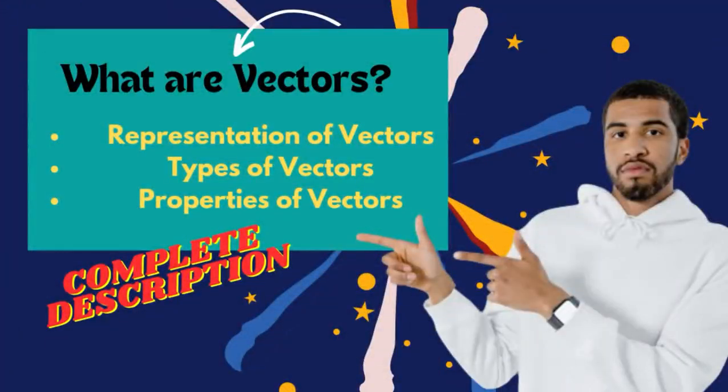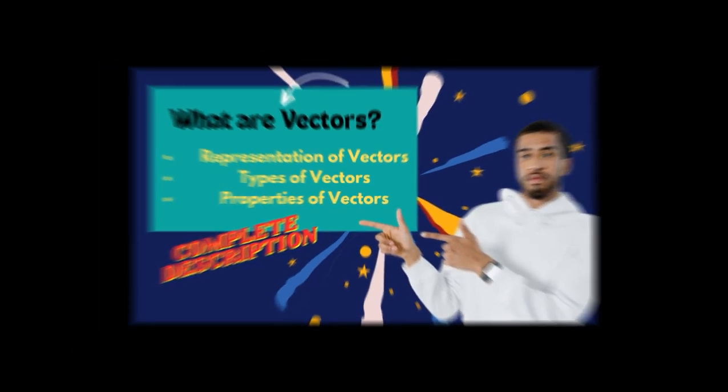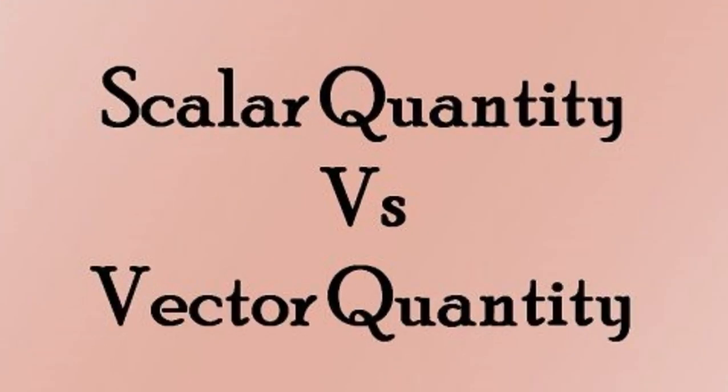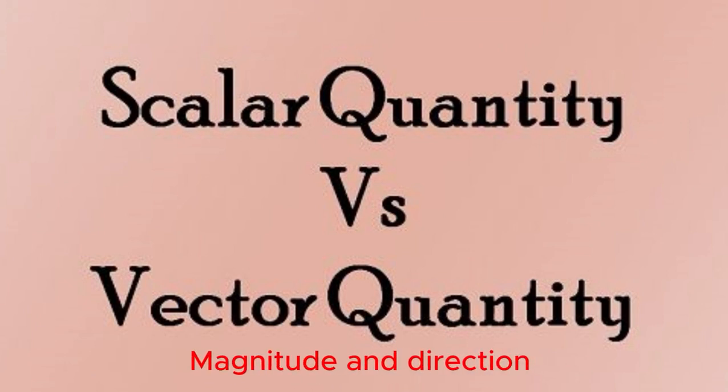What are vectors and scalars? How can we represent vectors? Let's uncover this today. In physics, we classify quantities into vectors and scalars. The quantities which have both magnitude and direction are called vectors.